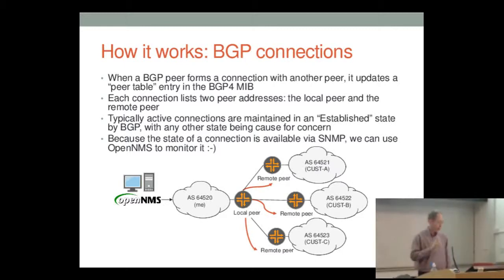And I think, if I remember rightly, there are six states of that connection. The top state, the sixth one, is established. If it's established, we're good. If it's not established, there's a problem. So really all we need to do is monitor this MIB, take a look at the BGP state for the various connections, and if it's not six, we should do something about it.